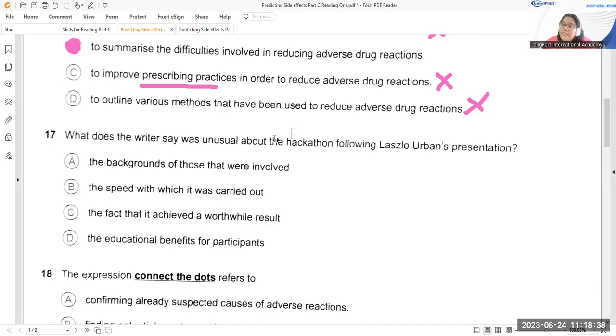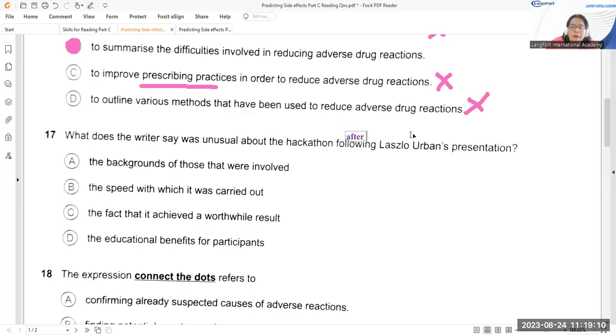Compare it with a marathon. Marathon is when too many people who are interested in running come together and run. In the same way, hackathon is when too many people who know about computer-related hacking, algorithm, software, everything, come together and do some activity. That's what we call a hackathon. So now read the question. What does the writer say was unusual about the hackathon following Laszlo Urban's presentation?